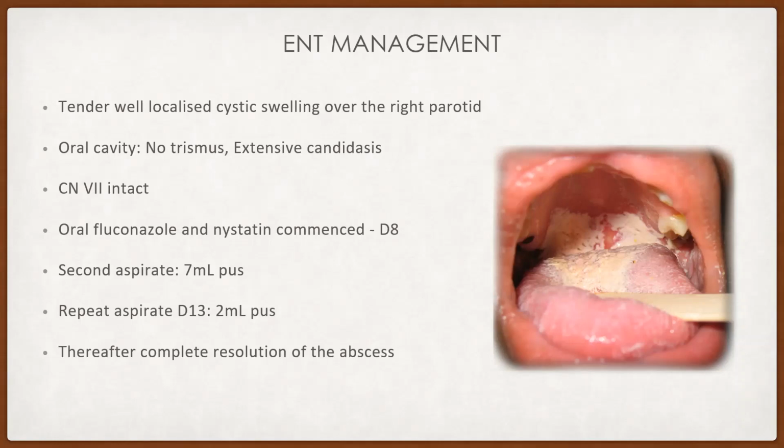A second aspirate was done with 7 mL of pus aspirated, which was also sent off for MCNS. And this second aspirate yielded a moderate growth of Candida glabrata, again, which was only documented as being sensitive to amphotericin B.